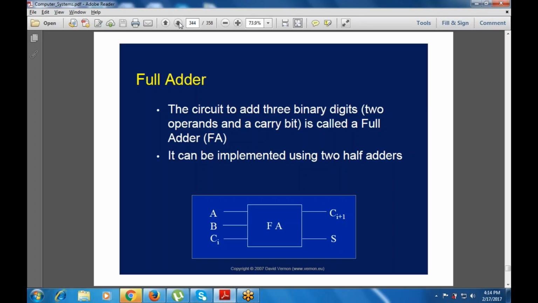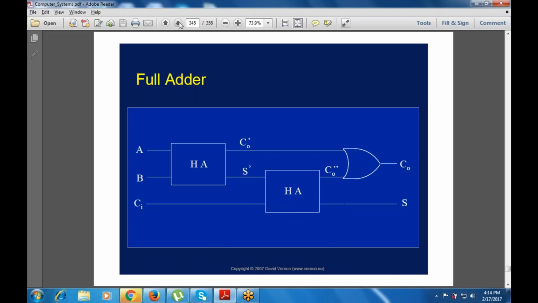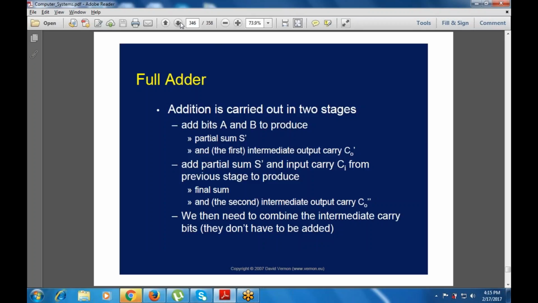It can be implemented using two half adders. This is one half adder with inputs A and B, and then C is used with the second half adder. Then the carry is established, and the sum is also required. This addition is carried out in two stages. First, add bits A and B to produce a partial sum S and an intermediate output carry C0.